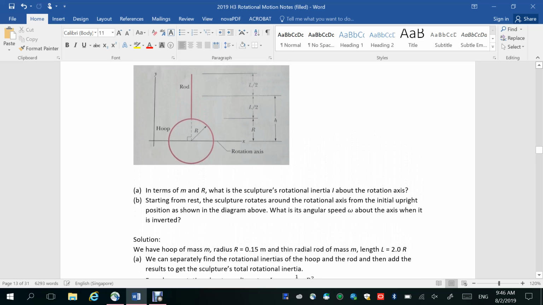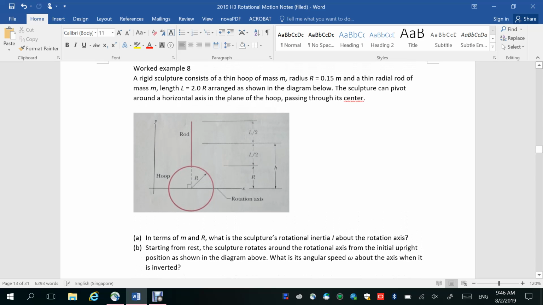Okay, so the rod is uniform. It's not mentioned as uniform, but we have to assume it's uniform. So the center of mass of the rod will be in the middle here. So the distance from an axis that passes through the center of the rod to this axis of rotation will be given by L over 2 plus R. Okay, so the distance from here, which is the axis passing through the center of mass of the rod, to the given rotation axis will be L over 2 plus R.